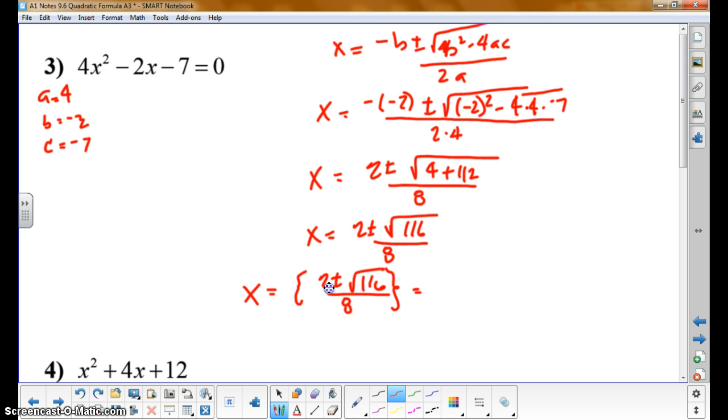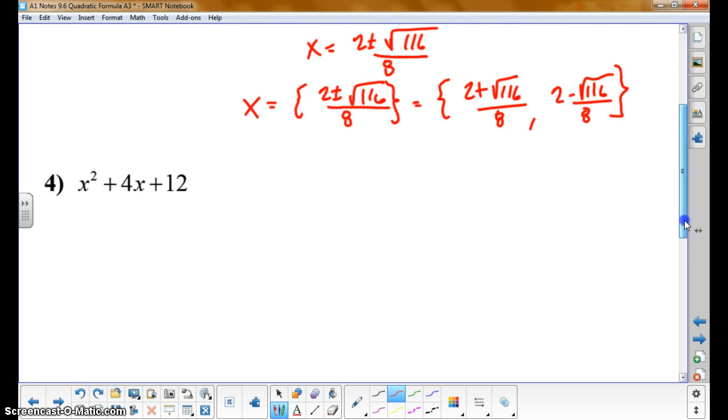You could also split this into 2 because it's going to be 2 plus root 116, and 2 minus root 116. I will accept this form of the answer, but I want you to see that there are actually 2 roots here. One of these is a plus and one of these is a minus.